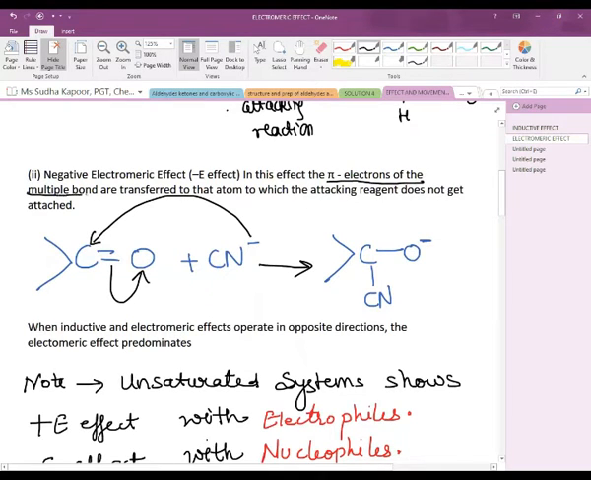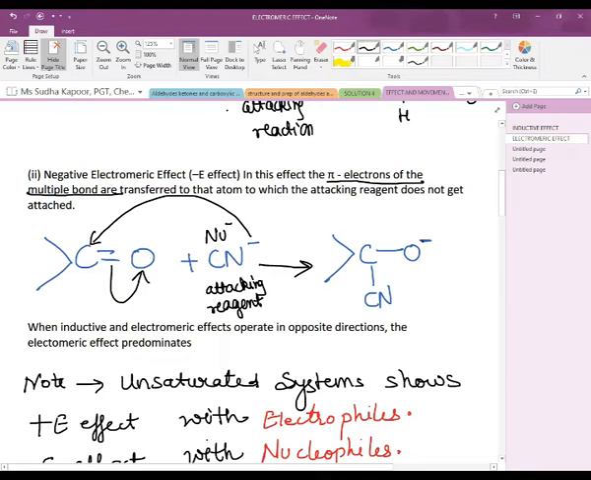Now in case of negative electromeric effect, it has to be remembered that the pi electrons of the multiple bonds are transferred to one atom, but the attacking reagent is added onto the other atom. So this time, both are going to different positions and locations. So let us take the carbonyl example. The bond is shifted on oxygen while the attacking reagent, which is a nucleophile this time, is going to the carbon, which becomes the positive center.